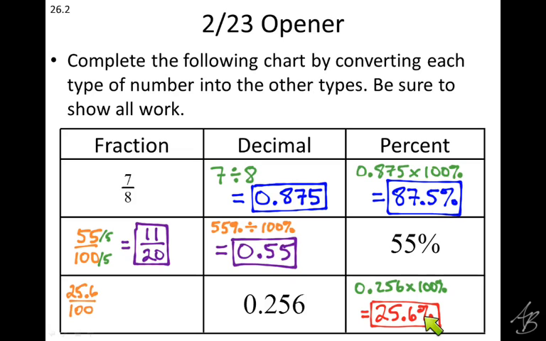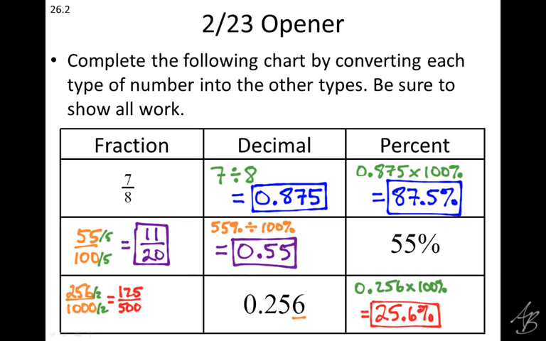So rather than using the percent to change it to a fraction, let's use the decimal to change it to a fraction. And it's not going to look a whole lot different, except what place value is this last digit in? That's in the thousandths place, right? So we're going to get 256 over 1,000. All right, can I reduce this by 2? Yes. 256 divided by 2 is 128, and 1,000 divided by 2 is 500.